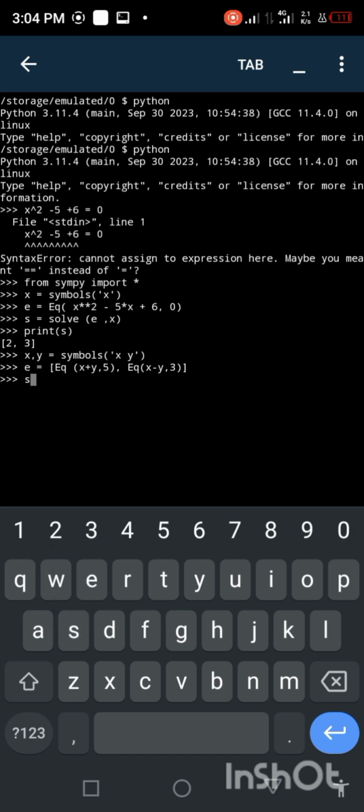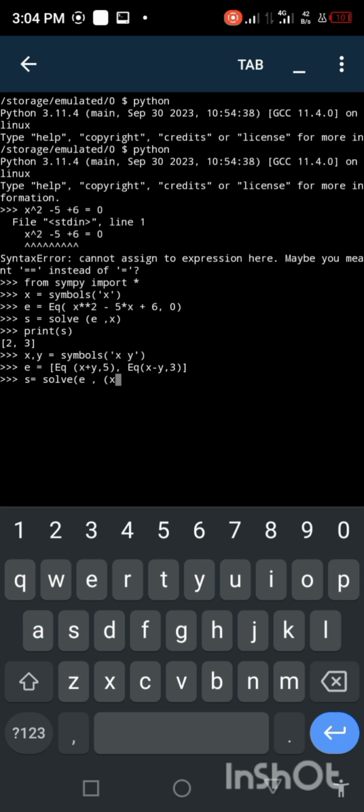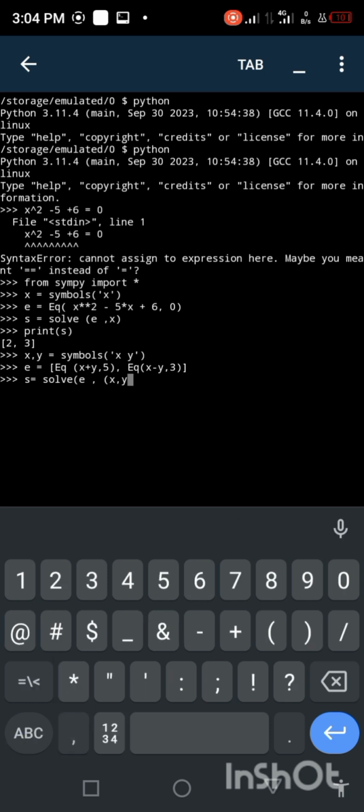Then s equals to, that s is solution. So here I'm trying to solve for the solution. That's why I'm using solve, open brackets, E. That is standing for the equation. I'm telling it to solve the equation. Then open brackets, x and y. You close the brackets and you close another bracket.